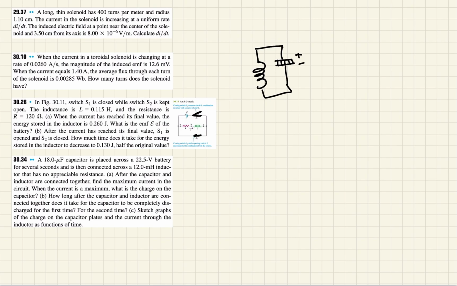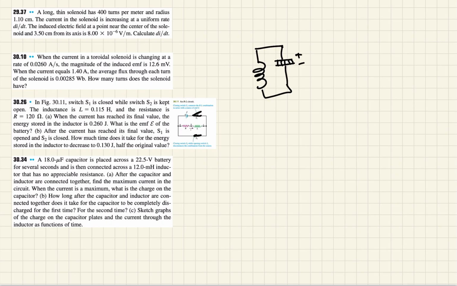If they didn't mention that at the start, then nothing would happen, because the capacitor is not charged and the inductor is not charged, so it's just going to be a boring circuit. But they told us that they charged the capacitor. So after the capacitor and inductor are connected together, find the maximum current in the circuit. Currently the current is 0, no pun intended, because the capacitor is completely charged.